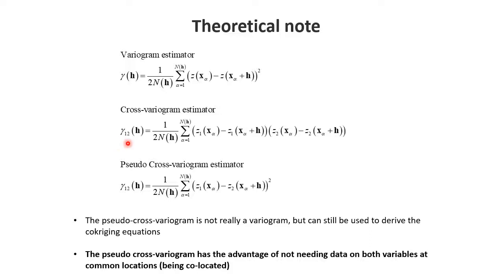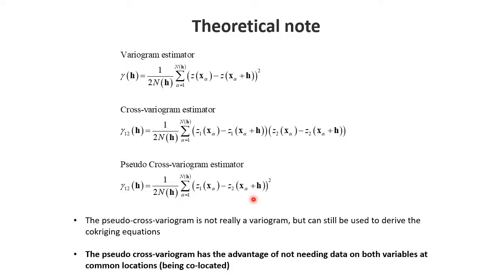Now, in the literature, we also see another estimator, which is called the pseudo cross-variogram estimator. It's not really a variogram, but it can also be used to derive your own co-kriging equations. The reason why this is more appealing than the other one is that we can have data that don't have to be at the same location. You can see here, in order for me to calculate that, I have to have data of Z1 at location x alpha and Z2 at location x alpha, and also Z1 at location x alpha plus h and Z2 at location x alpha plus h.